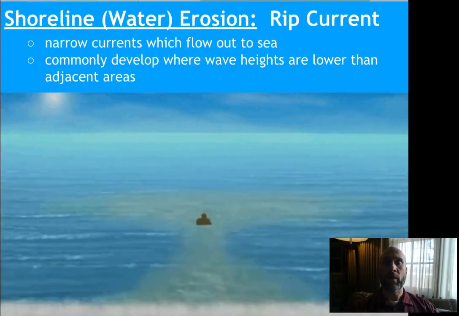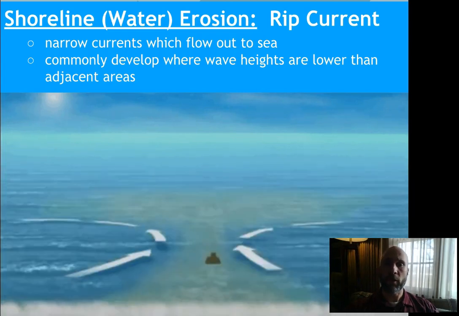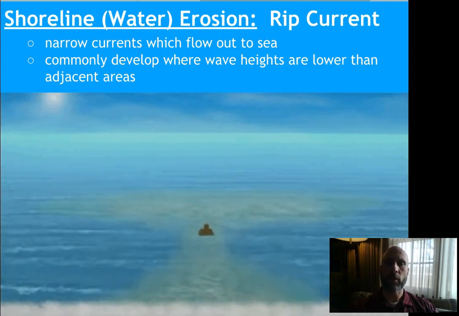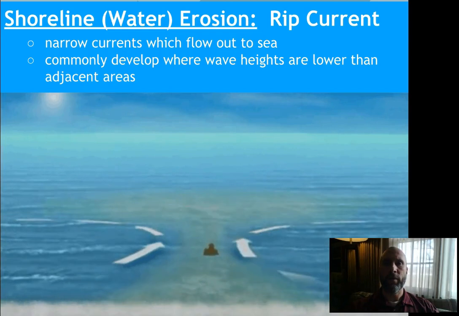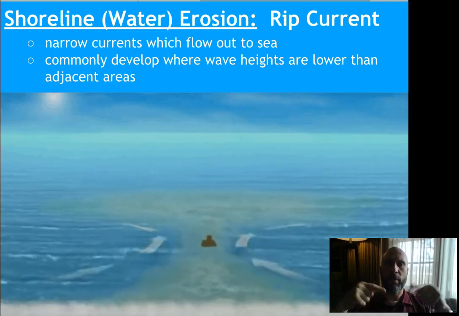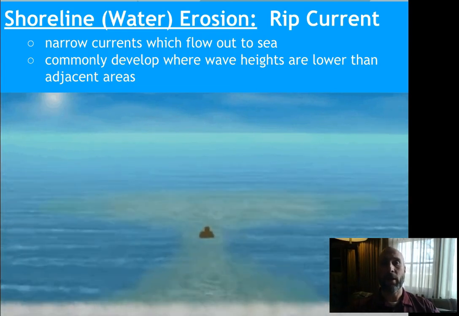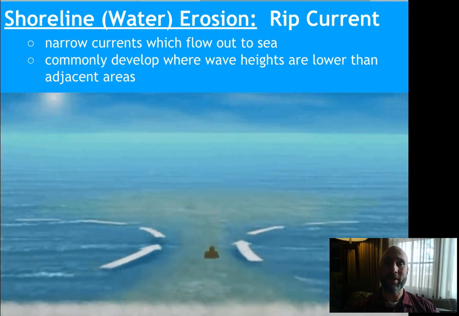Another type of shoreline erosion is called rip currents. You might have heard of these before. These are narrow currents that flow out to sea. You can think of it like underneath the water, it's kind of a low spot. So the water comes up and all the water then pulls out through that channel. Now, these are tremendously dangerous.